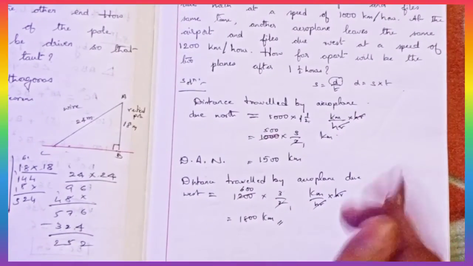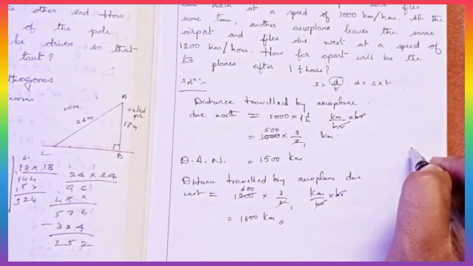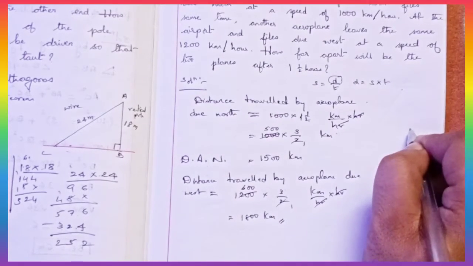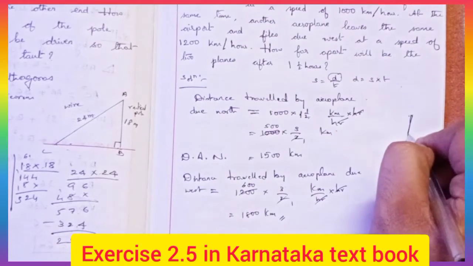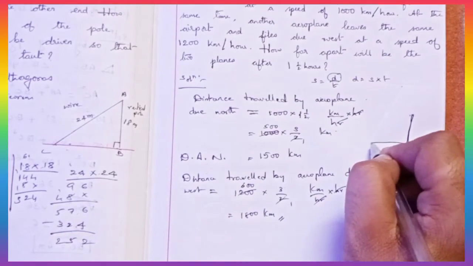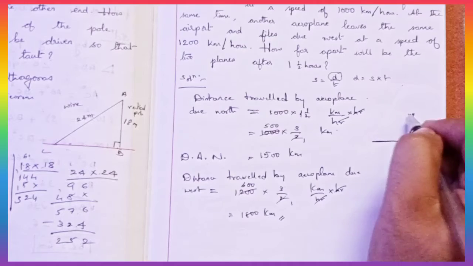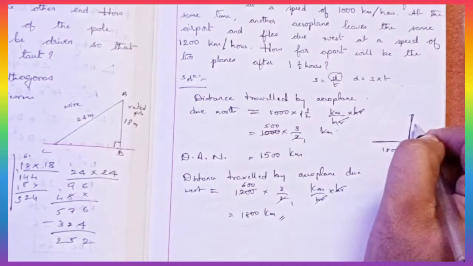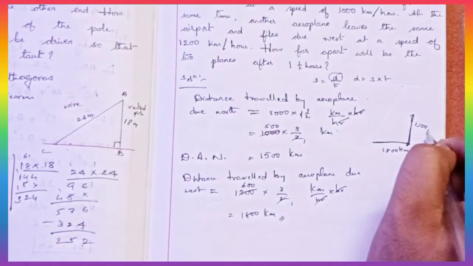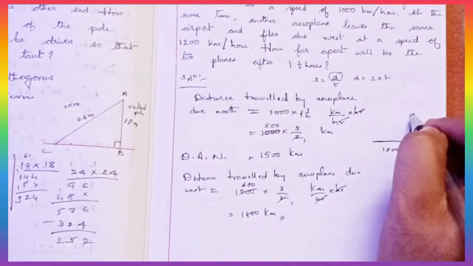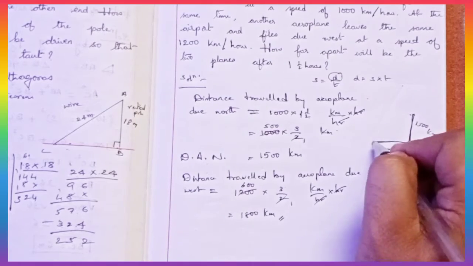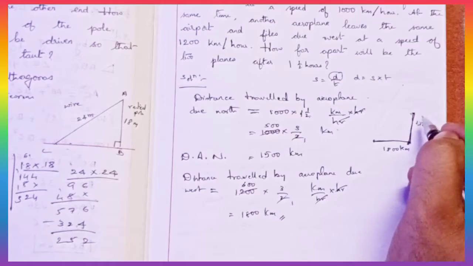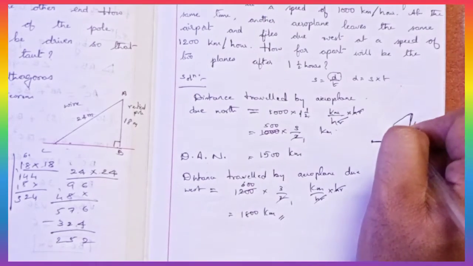So both the aeroplanes are starting from the same airport. So we will mark this point as the airport. One is moving in the north direction. The other one is moving in the west direction. So the distance traveled by the aeroplane which is moving in the west direction is 1800 kilometers, and the aeroplane which is moving in the north direction is traveling a distance of 1500 kilometers. Now these are the points where these two aeroplanes are there after 1.5 hours. So we need to calculate this distance.